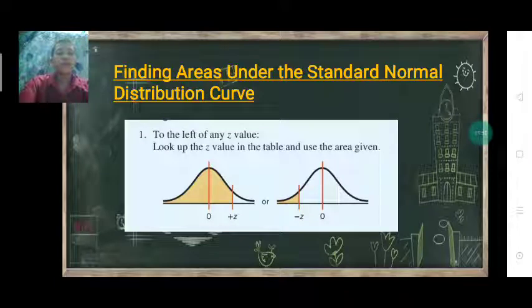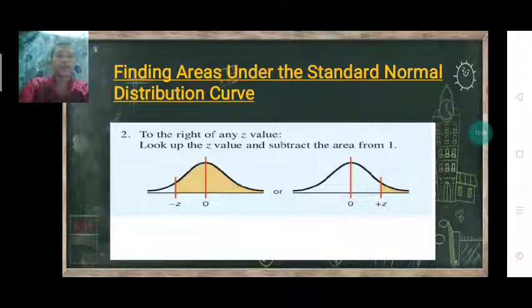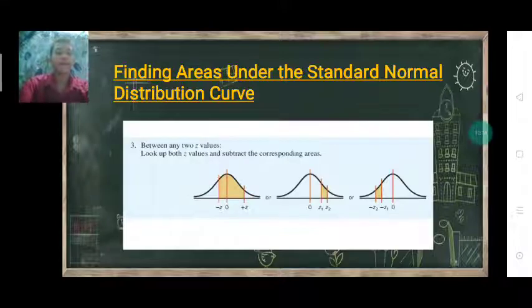One, to the left of any z value, look up the z value in the table and use the area given. Two, to the right of any z value, look up the z value and subtract the area from 1. Three, between any two z values, look up both z values and subtract the corresponding areas.